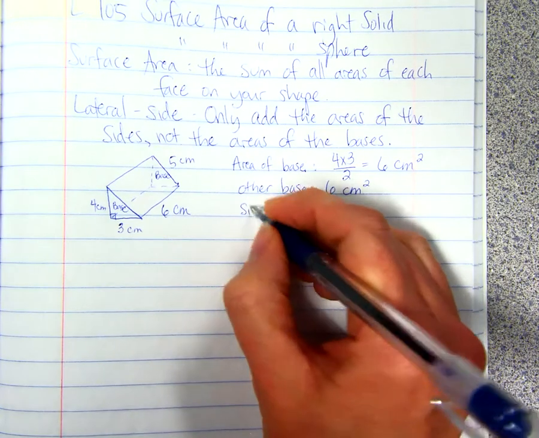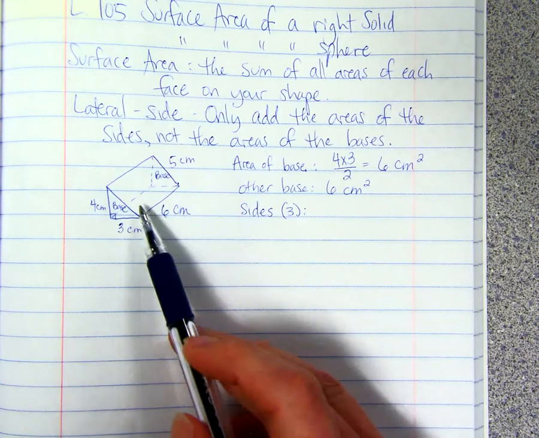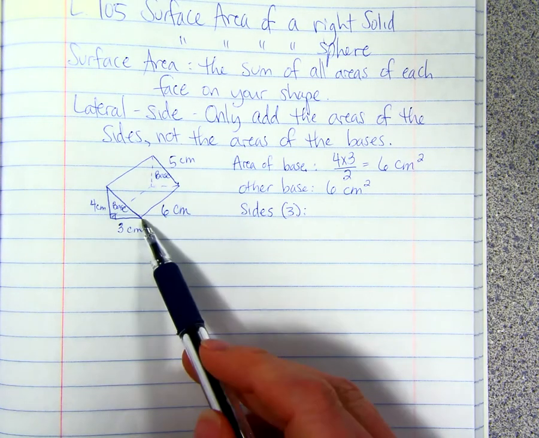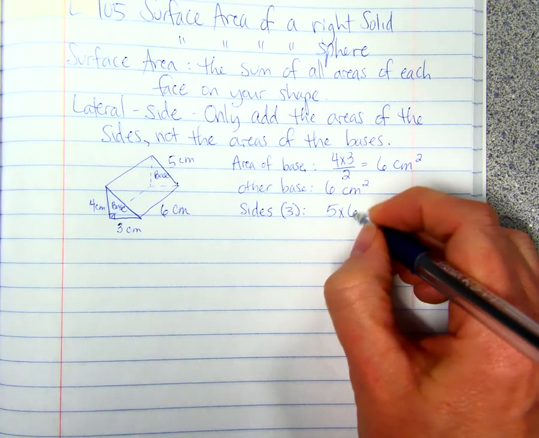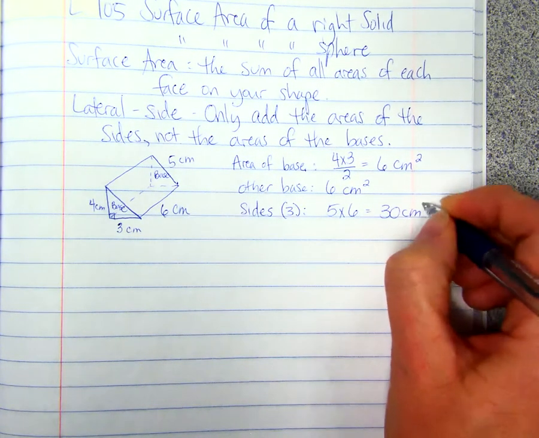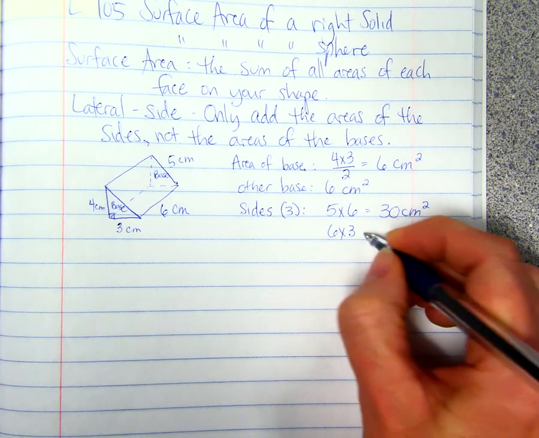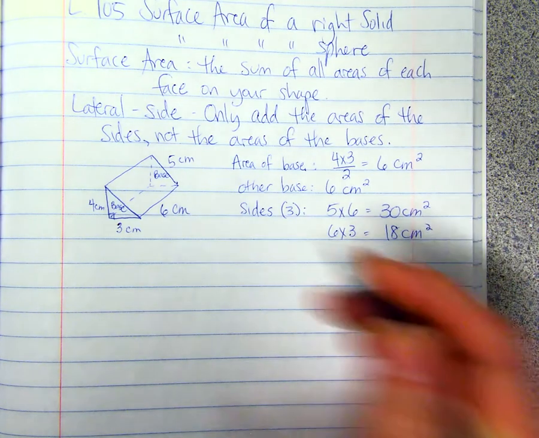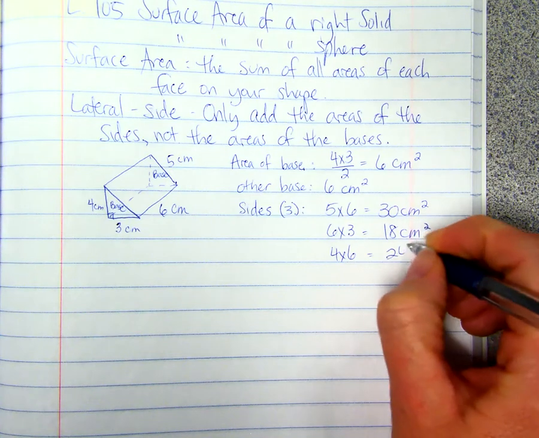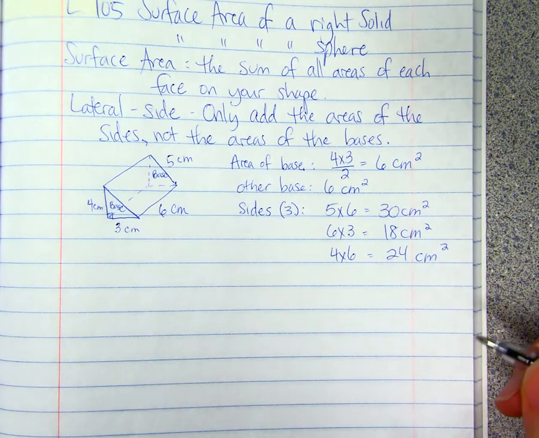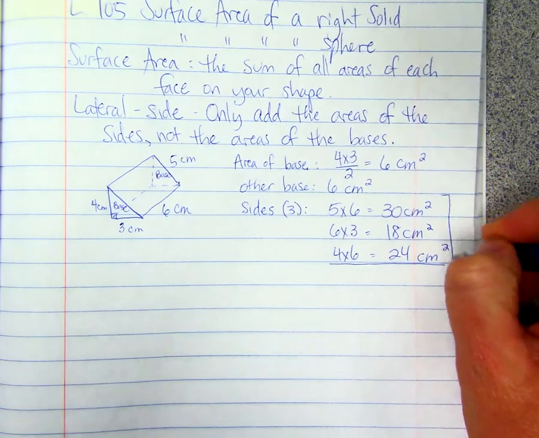Then we need to find the 3 other sides. So there's 3 of them. So there's this one, which is a 5 by 6. And that's 30. Then we have this one back here, which is a 6 by 3, so 18 centimeters squared. And then you have the back here that's a 4 by 6, 24 centimeters squared.